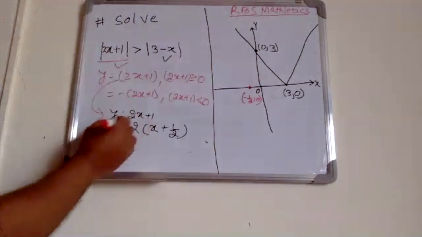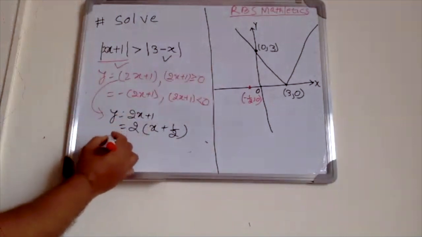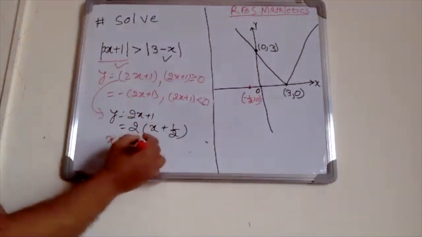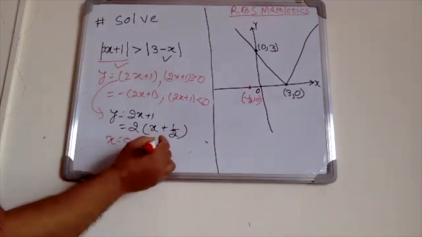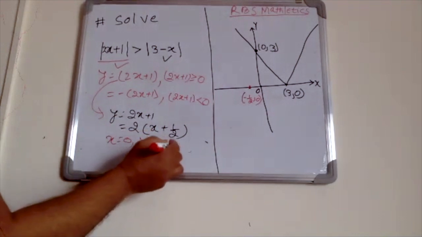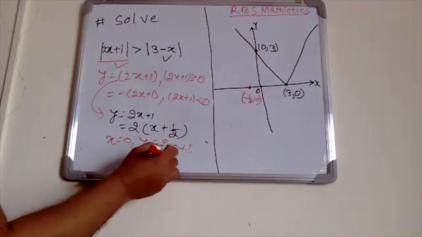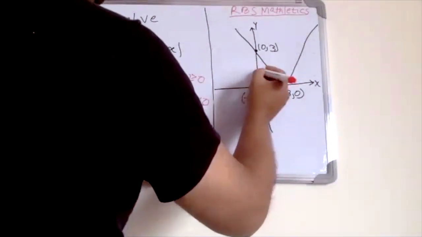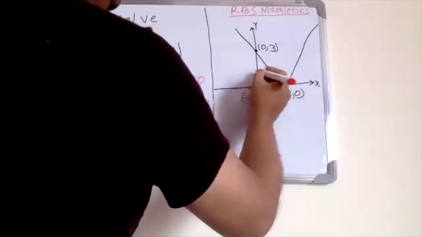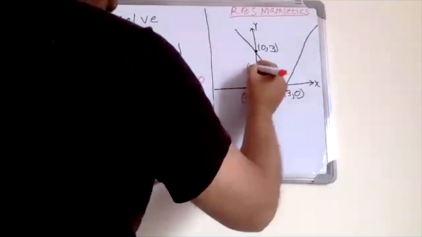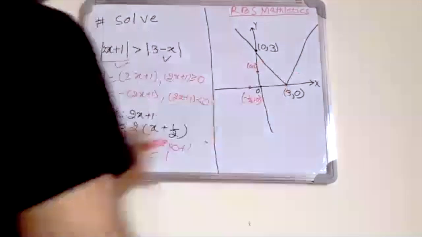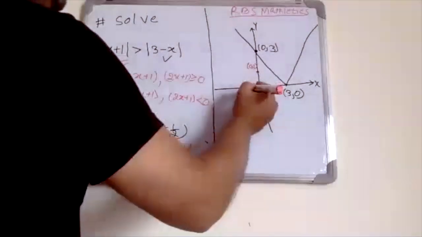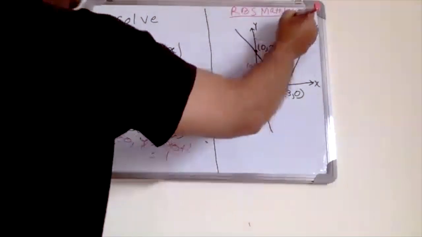If you put x equals 0, your y is going to be equal to 2 times 0 plus 1, which equals 1. So that point is somewhere here. This point is (0, 1) for that graph. Okay, then you can see your graph will pass this way.